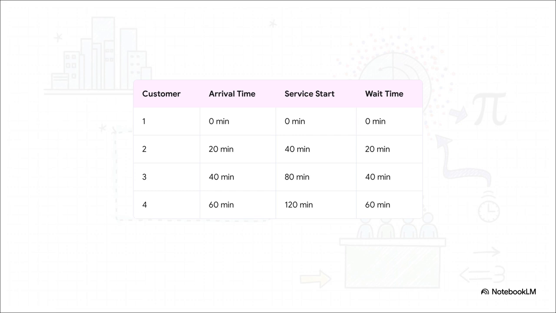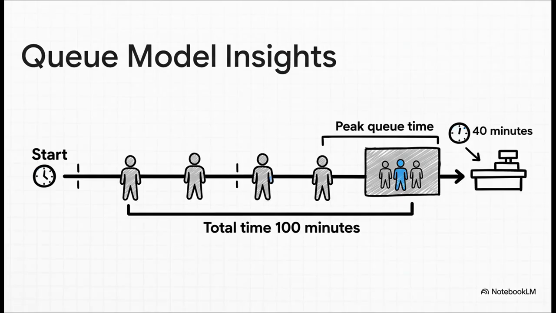Okay, let's simulate a simple supermarket checkout. Customer 1 walks up, gets served right away. Great! But they take 40 minutes. So when customer 2 arrives at the 20-minute mark, they have to wait another 20 minutes before their service can even start. And you can see right there how the wait times just cascade and get longer for every person who comes after.